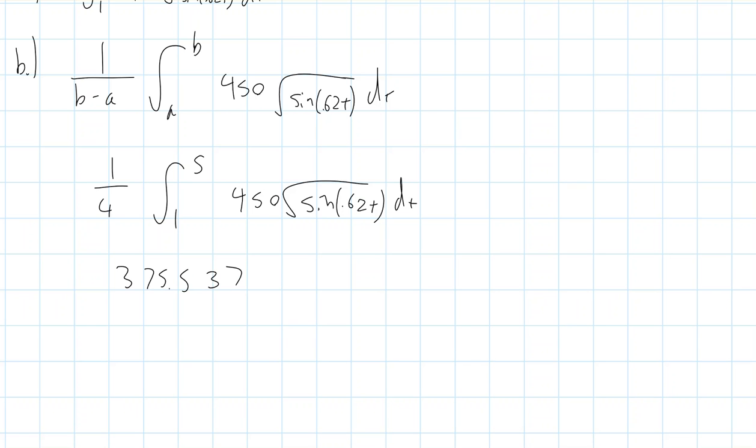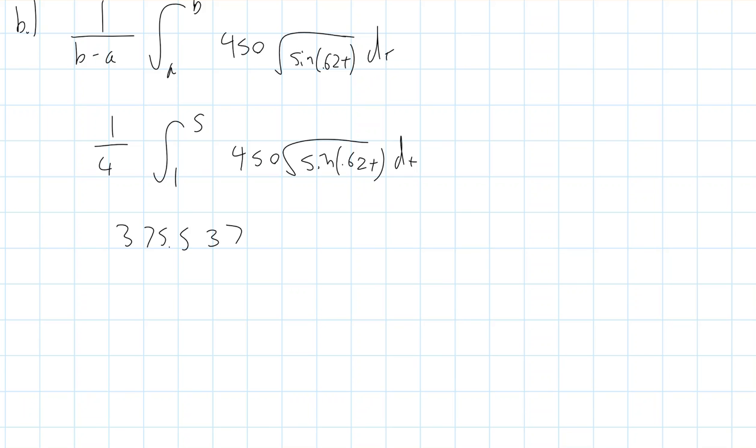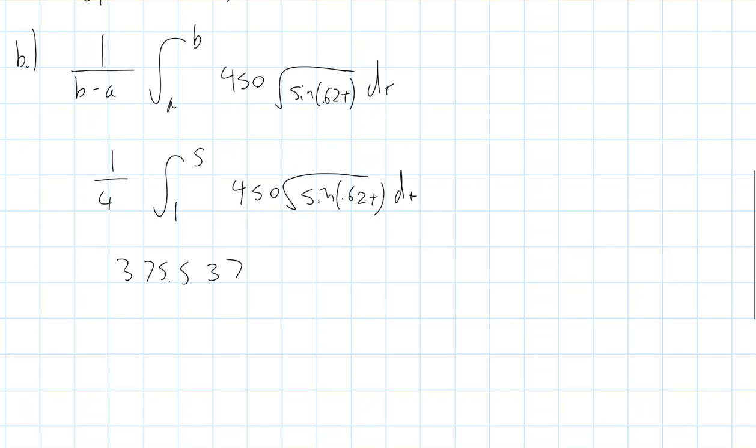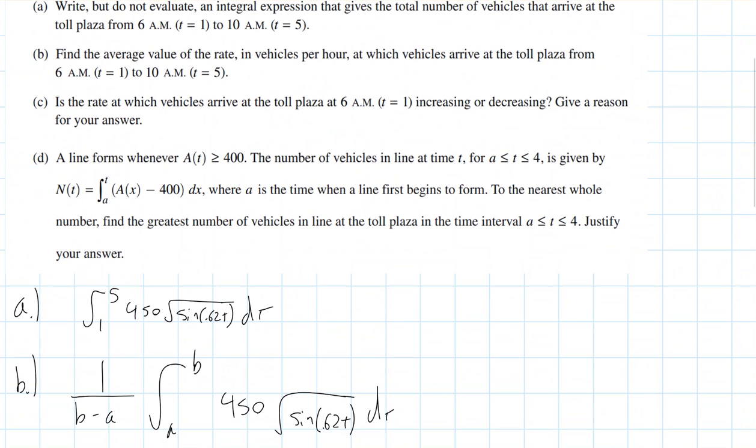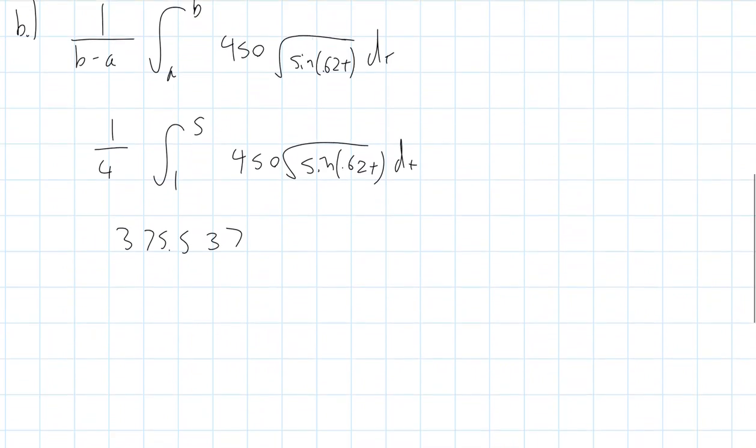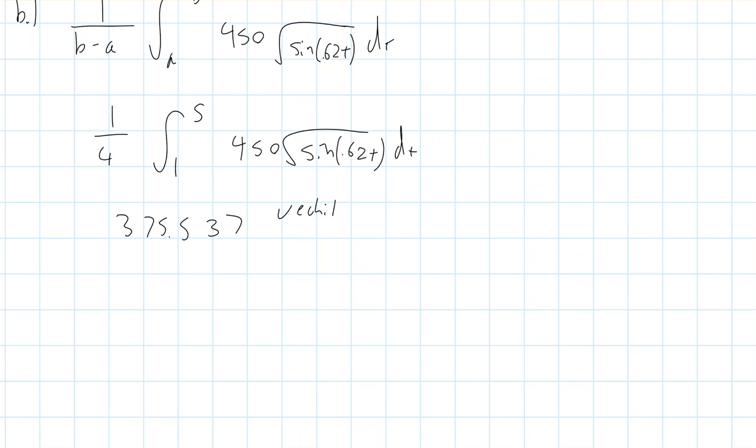So we'll round that to 375.537. One note in case you're getting a different answer: make sure your calculator is in radians, so the sine function gives the correct values. And in these problems, it's very important to use the correct units. It's asking for vehicles per hour, so the average has units of vehicles per hour.